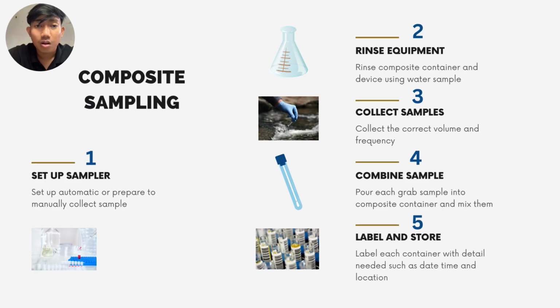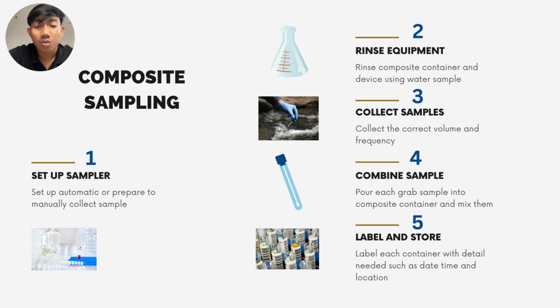Composite sampling is a method that collects multiple samples over time from different locations and combines them to form an average sample. This method is effective in identifying long-term pollution, especially in detecting chronic issues. Most environmental regulations and guidelines require composite sampling in monitoring wastewater treatment plants.